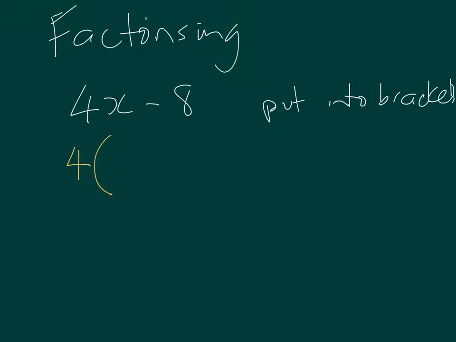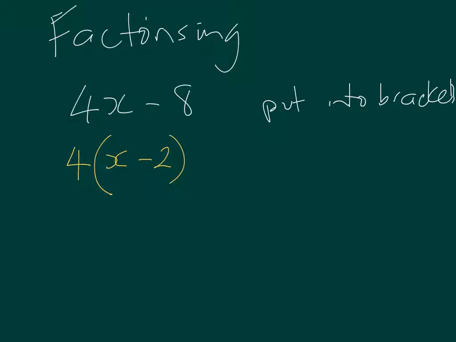So then you say, 4 times what equals 4x? Well, that'd be 4 times x, wouldn't it? And then 4 times what equals negative 8? Well, that would be negative 2. So what you're always trying to do here is check that. You could always re-expand this expression out, and you'd end up with the same answer.